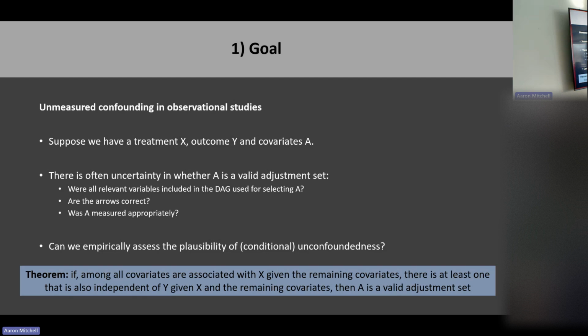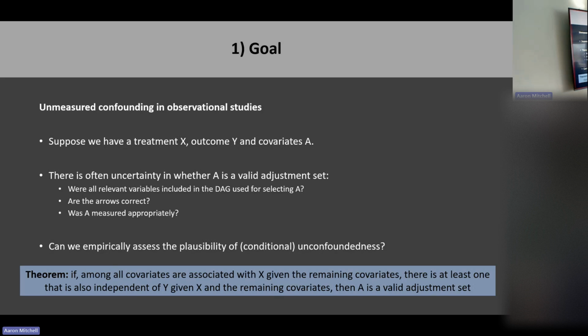The thing is that there is often uncertainty in whether or not A is a valid adjustment set. We hope it is, but we're often unsure about it. So the questions we could have, if, say, we use the DAG to select A: were all relevant variables included in the DAG? Were all the arrows of the DAG correct? And even if all is correct, have we measured A appropriately, so that when we adjust for the measured covariates, we're actually adjusting for the real covariates? All of those things raise flags in our confidence about being able to eliminate confounding when we do observational studies.